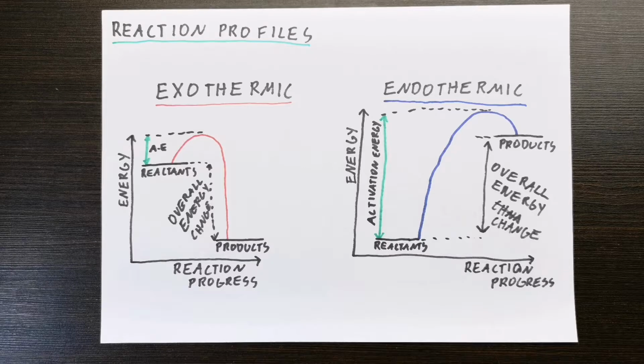Exothermic reactions tend to have lower activation energies. You know, there are exceptions, but they do tend to have lower activation energies compared to endothermic reactions, which you pretty much have to do in a furnace or a kiln. So, these are the reaction profiles when we look at the energy changes in the reactions.